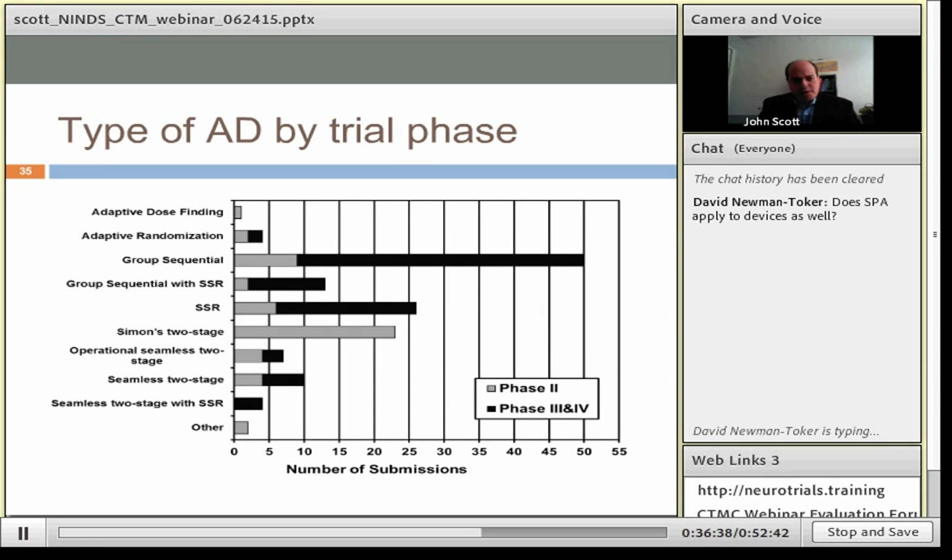I do want to make a distinction: there's a line here for Simon's two-stage. That's for two-stage designs in phase 2, usually in oncology. The other two-stage designs below that are a different kind of two-stage. Those are usually for phase 2/3 studies, designs that have both a learning and a confirmatory stage.